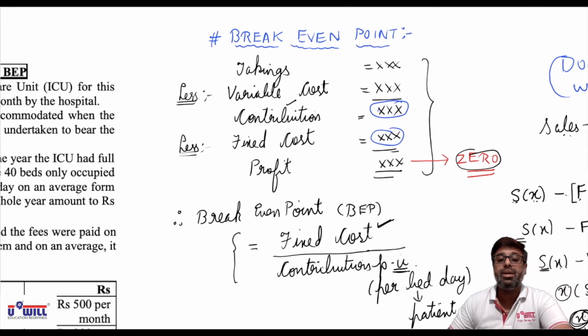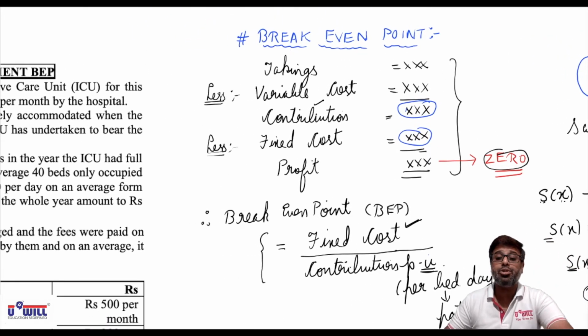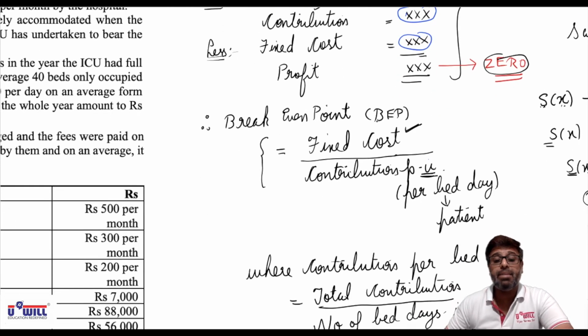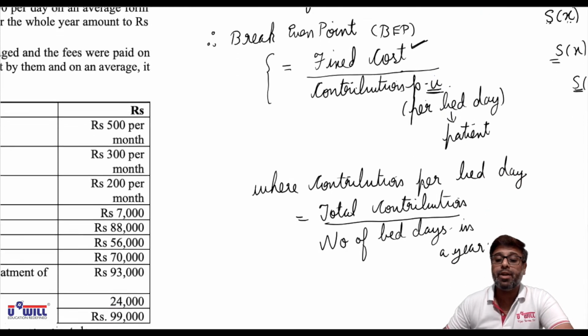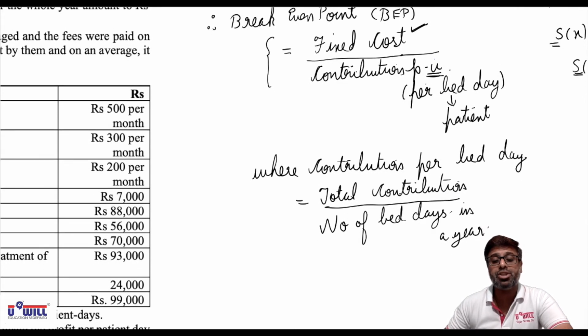Finally what you have to remember is, in our solution we'll be making this statement. What statement? Takings minus variable cost will give contribution, minus fixed cost will give profit. And then how will you find the break-even point? Fixed cost divided by contribution per bed day or per patient day. And how will you find contribution per bed day or patient day? Total contribution divided by the number of bed days or patient days in a year.